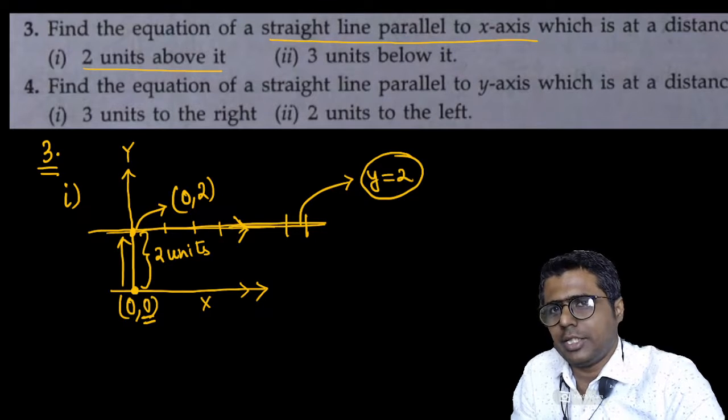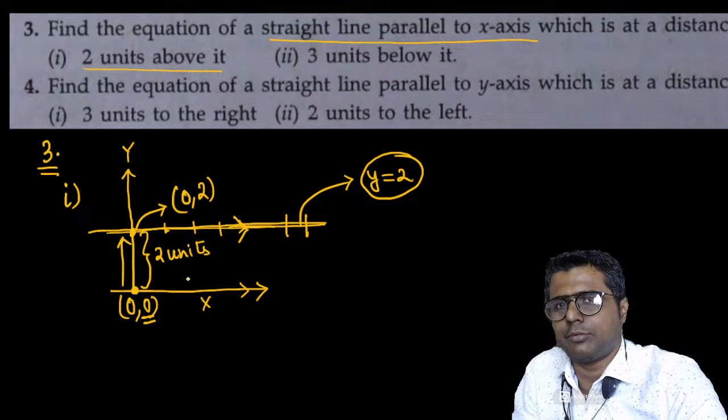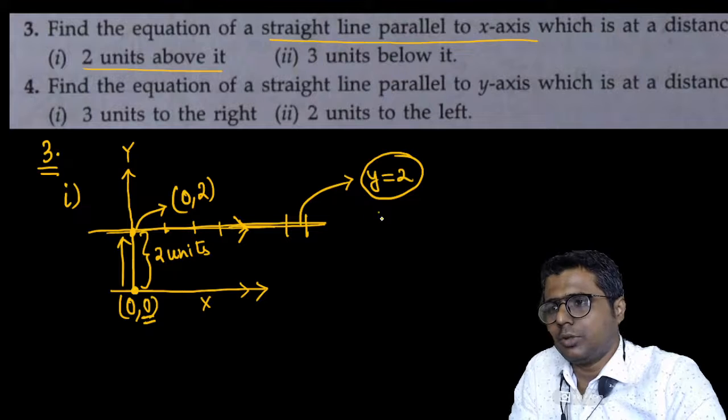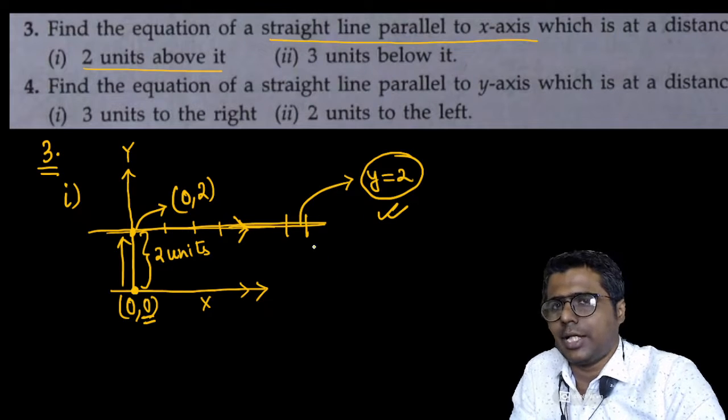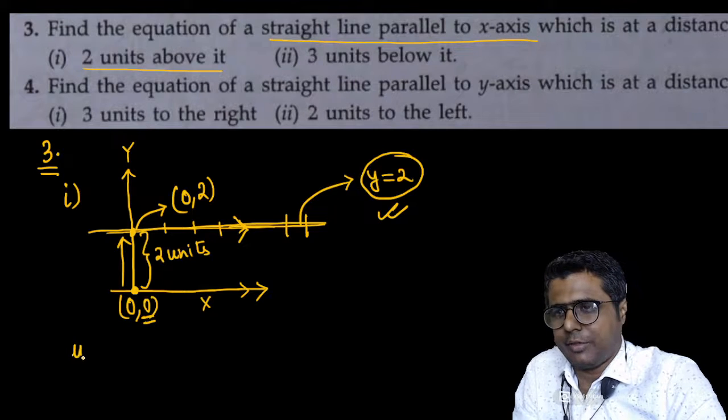The x coordinate value is changing. Over here x is 0, then here it may be 1, 2, 3, 4, like that it will be increasing, but the y values are all 2. So the equation of the straight line parallel to the x-axis, 2 units above it, is y is equal to 2. I hope you have understood this one.